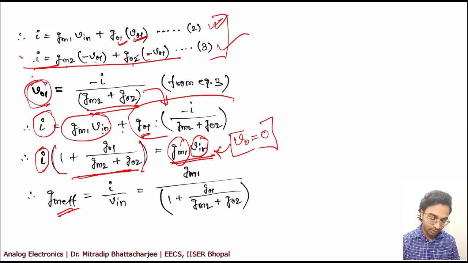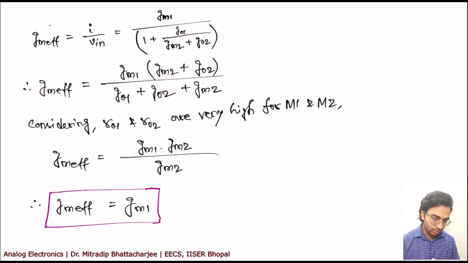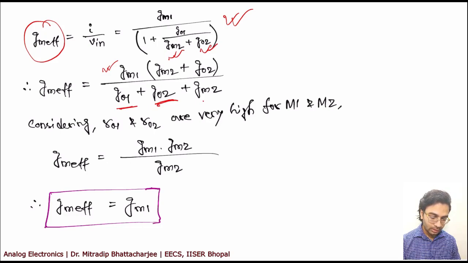Let us simplify this a bit. So your GM effective, just now we have seen it is this value. So if you just simplify this whole expression, you will find it is GM1 into GM2 plus GO2, divided by GO1 GO2 plus GM2. This is your expression.